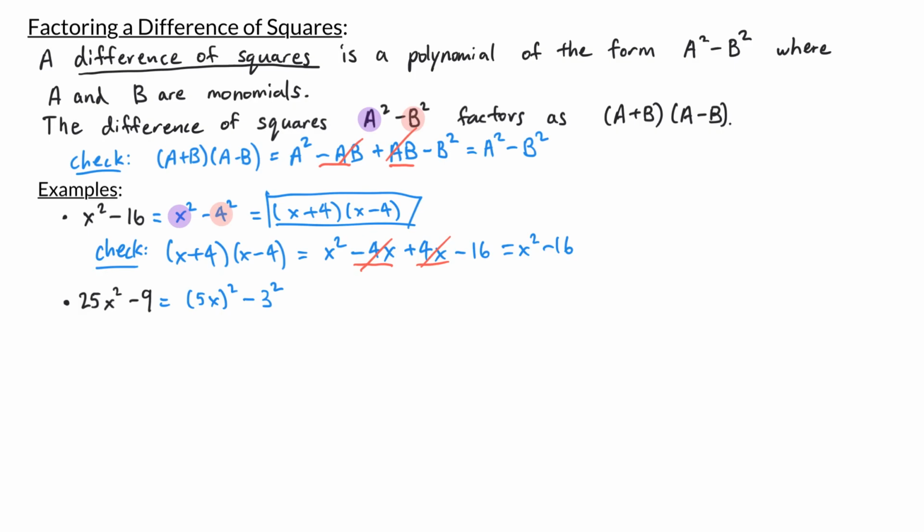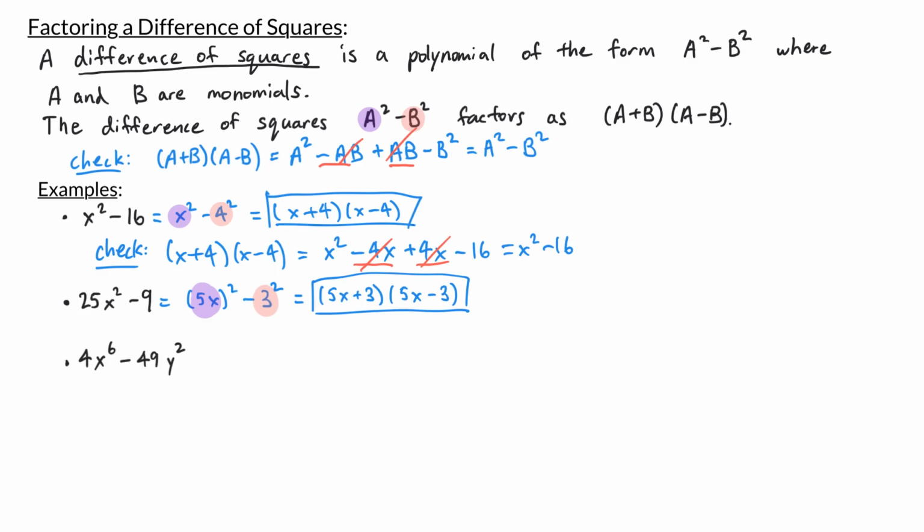So if we think about this difference of squares in the form a squared minus b squared, our 5x here is our a, and the 3 is our b. This polynomial factors as a plus b times a minus b. So in our case, we have 5x plus 3 times 5x minus 3. So that's how we factor 25x squared minus 9.